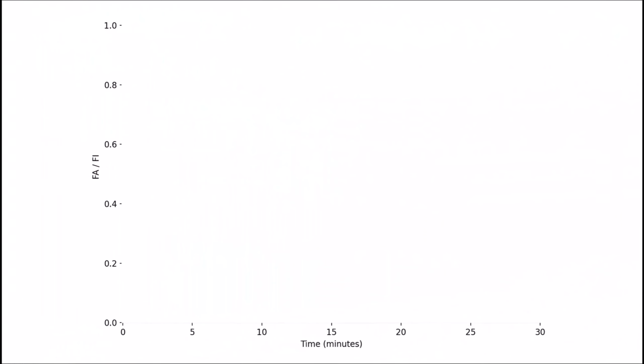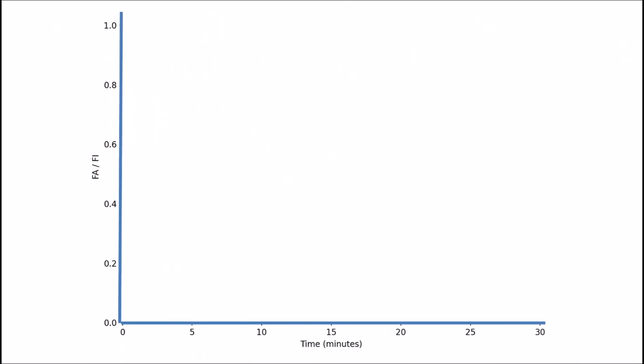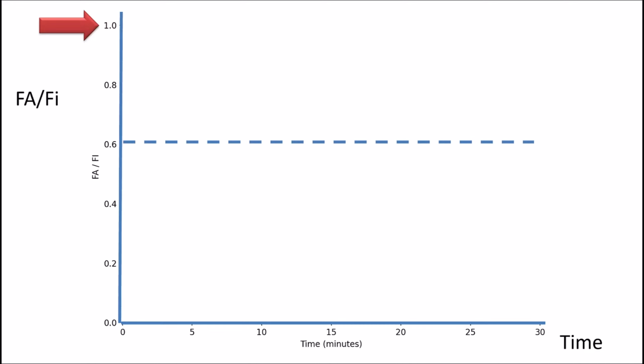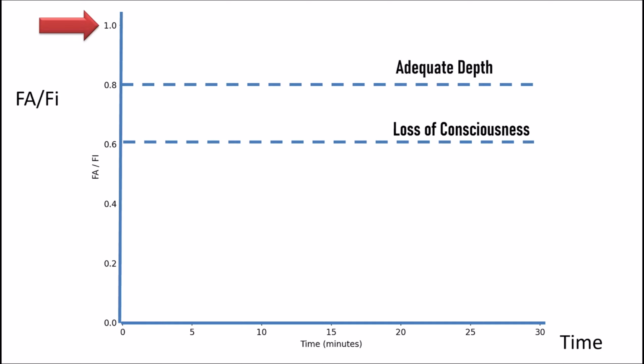So let's go through the setup for the FA-FI curves. Two axes: the y-axis, which is the FA-FI ratio, and the x-axis that represents time in minutes. We start off here at 0, that's patient awake, all the way up to full equilibrium, where the inspired and expired volatile agent are equal. We're going to draw two lines here: at 0.6, 60% of the ratio, that's where patients tend to lose consciousness, and about 0.8 or 80%, that's adequate depth of anesthesia for surgical incision.